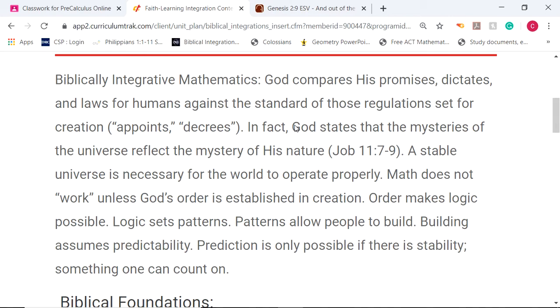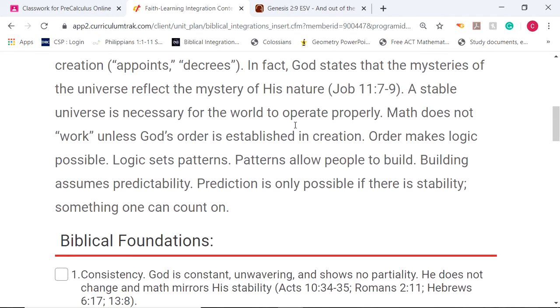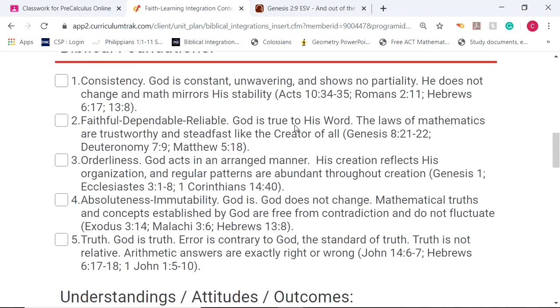God compares his promises, dictates, and laws for humans against the standards of those regulations set for creation. In fact, God states that the mysteries of the universe reflect the mysteries of his nature. A stable universe is necessary for the world to operate properly. Math does not work unless God's order is established in his creation. Order makes logic possible. Logic sets patterns. Patterns allow people to build. Building assumes predictability. Prediction is only possible if there is stability, something one can count on.